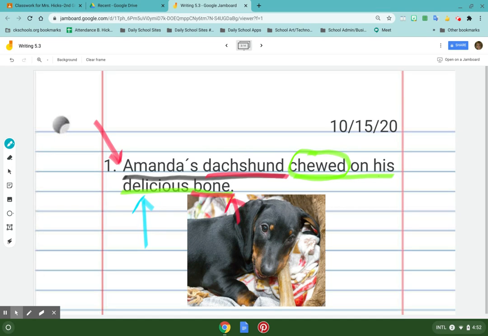Amanda's dachshund chewed on his delicious bone. There it is. And if you'd written that sentence to us, you would have got a 3 on it if you did all the parts, which is exactly where you want to be. And we would have given you a smiley face. All right, let's look at the next one.